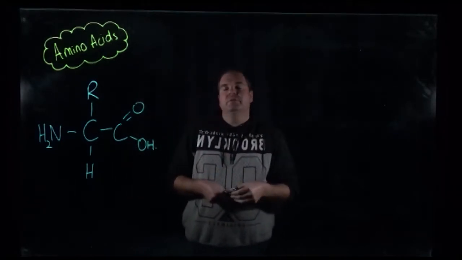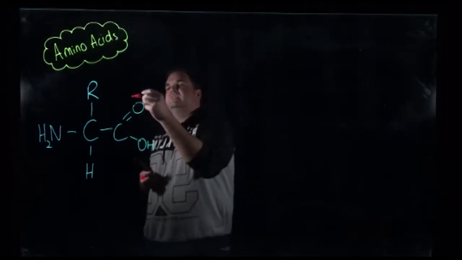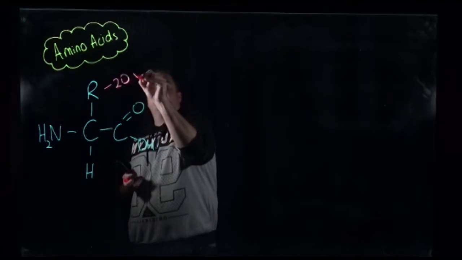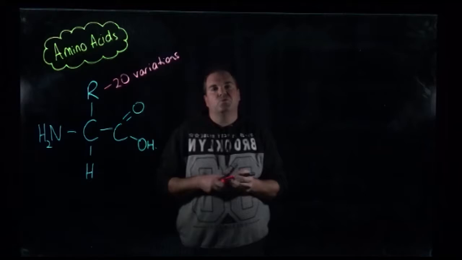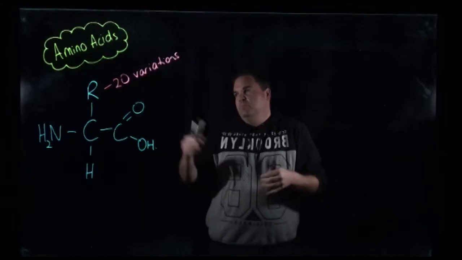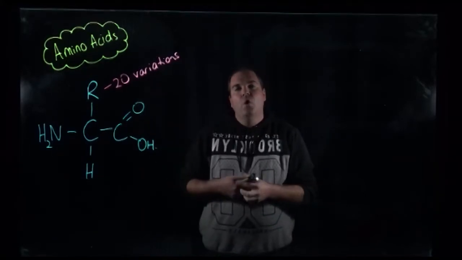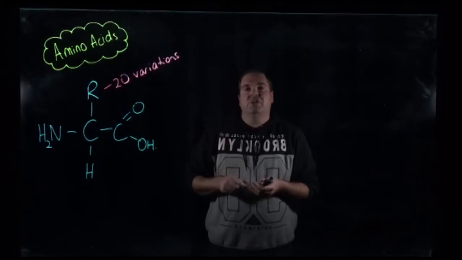Now that R group, okay, can vary. There are 20 different forms. All right, 20 variations of our R group. All right, that means there's 20 different amino acids. It can be as simple as a hydrogen or a methyl group, or you can start having more complex chains.